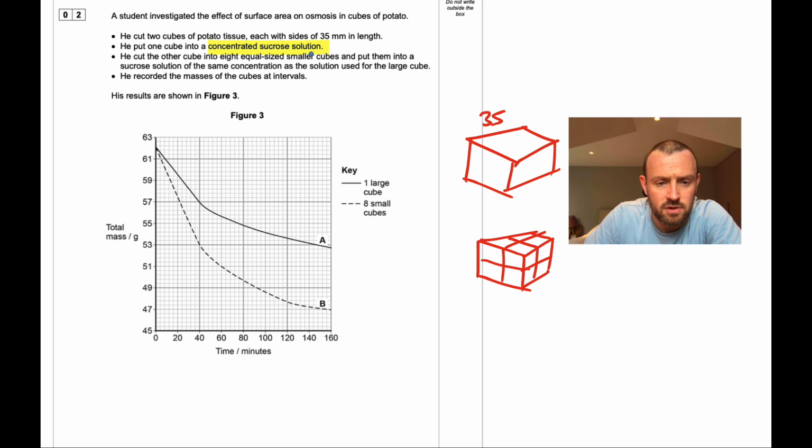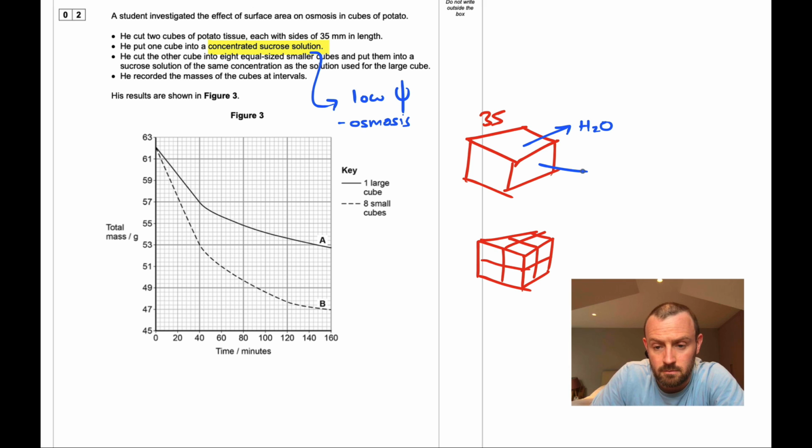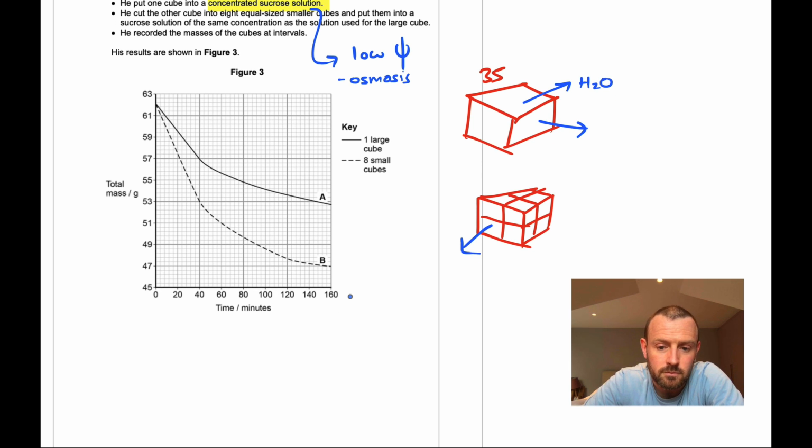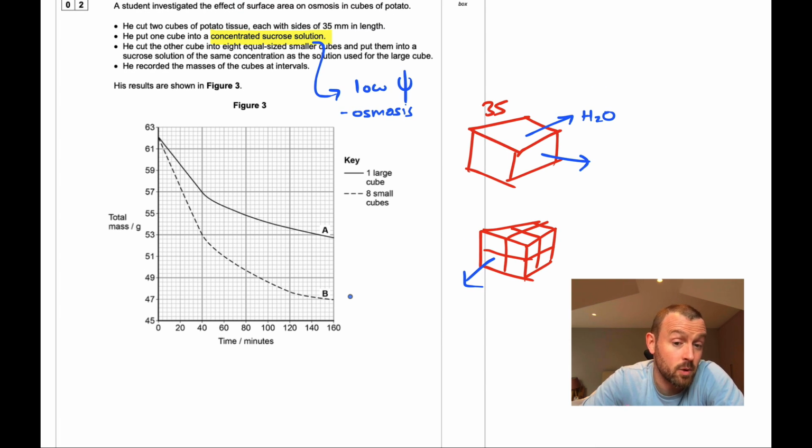Maybe annotate the question. Concentrated sucrose solution has a very low water potential, so therefore we're talking about osmosis. We're going to have water leaving these cubes by osmosis. Okay, so that's the gist of the question. Now let's see what they're actually asking. But before you even get to the question, we can already see that there's a big difference. The 8 small cubes are losing mass more rapidly than the 1 big cube, and this should be screaming at you surface area or surface area to volume ratio.